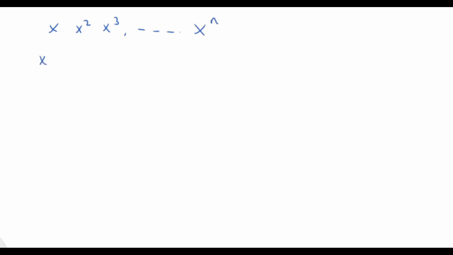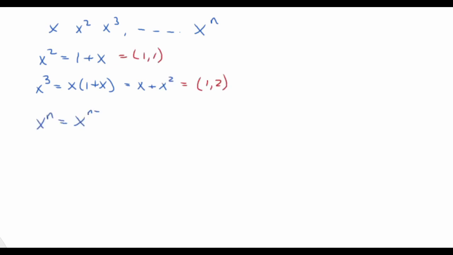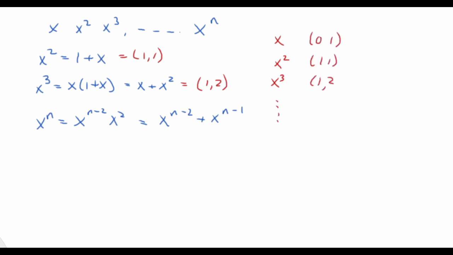And the very last thing I wanted to mention here is that if you look at powers of x, if I look at x squared, x cubed, well, I know x squared is 1 plus x. And I know x cubed is x times 1 plus x. And so I know that in general x to the n is x to the n minus 1 plus x to the n minus 2. Okay, and that should remind us of something. It's the recursive formula for the Fibonacci sequence. And indeed, if I write powers of x in coordinates, those coordinates track out for me the Fibonacci sequence.